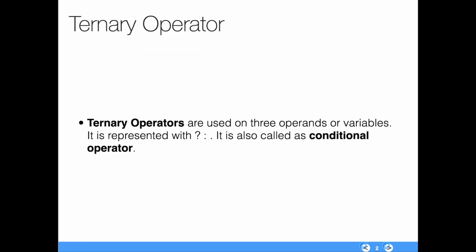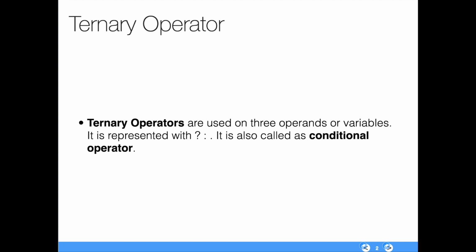Ternary operators, sometimes we call it a conditional operator. It is used to replace if-else conditions. In order to successfully execute the ternary operator, we need to have three operands. The first operand is the condition in our if-else statement.